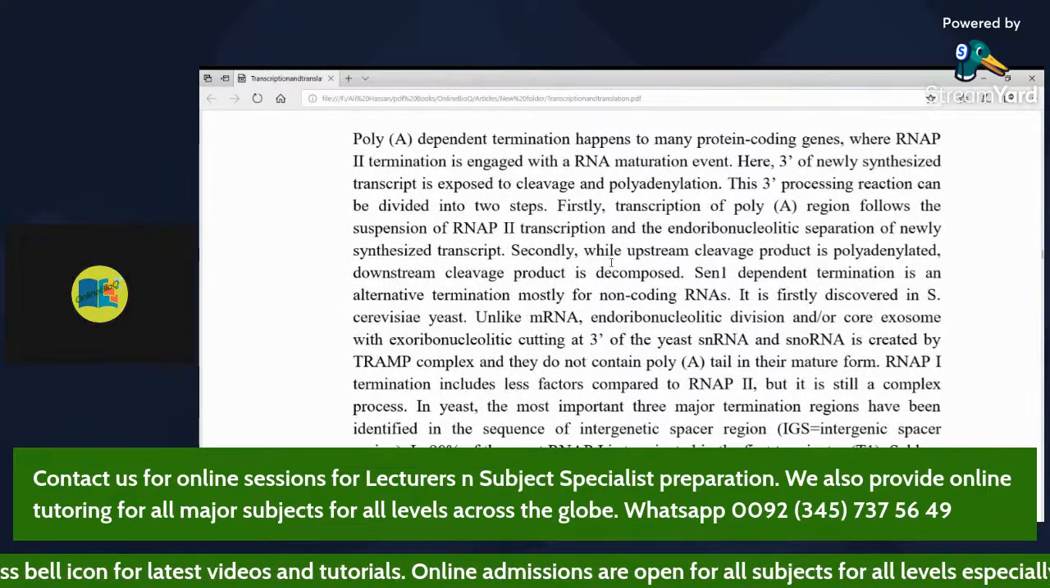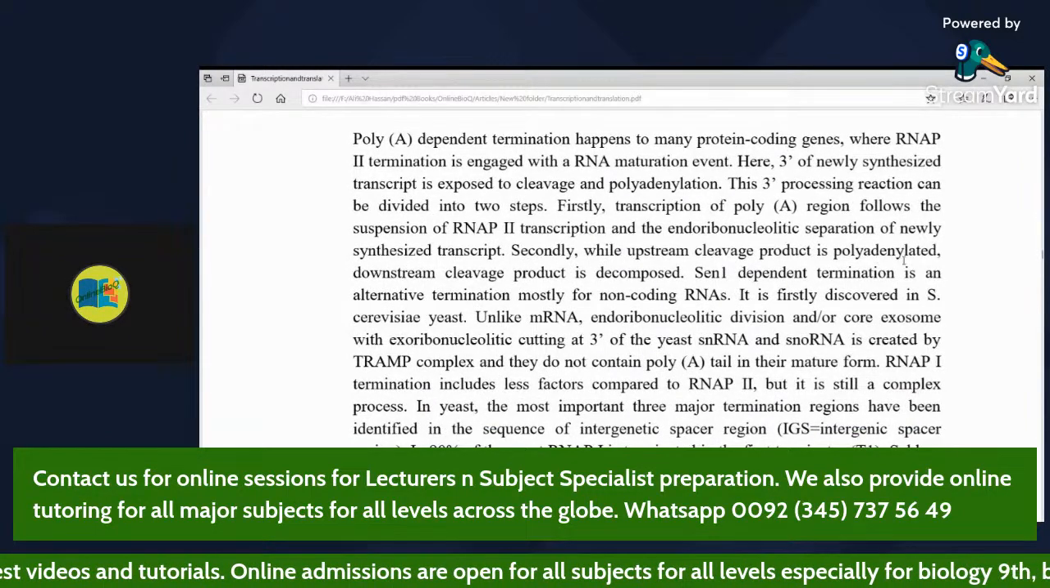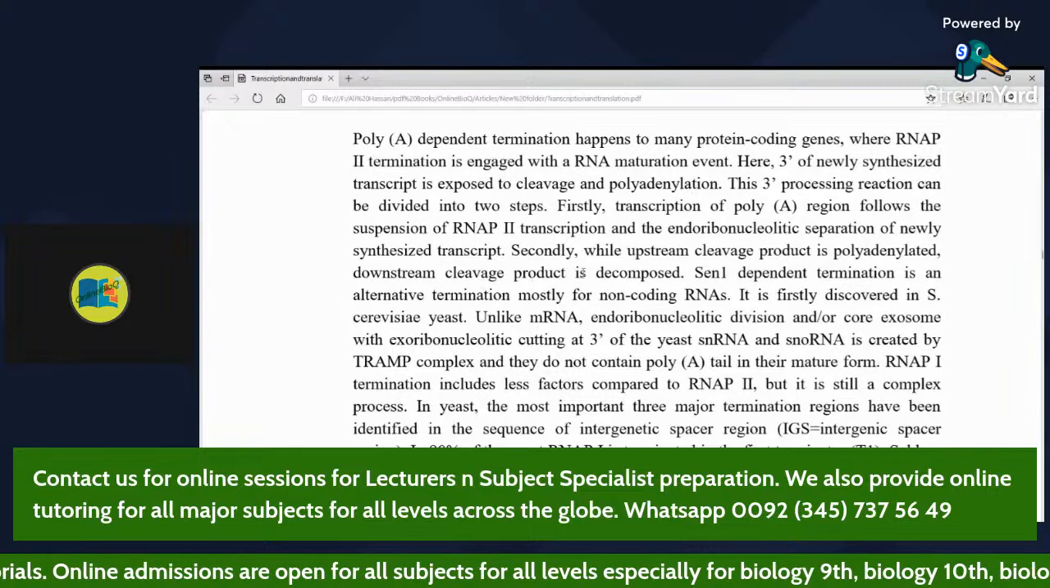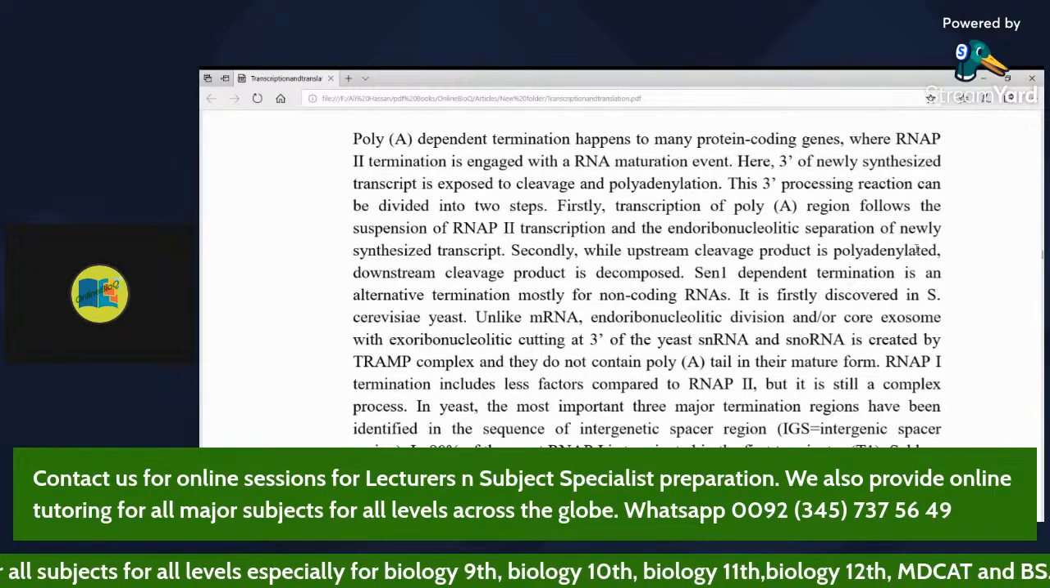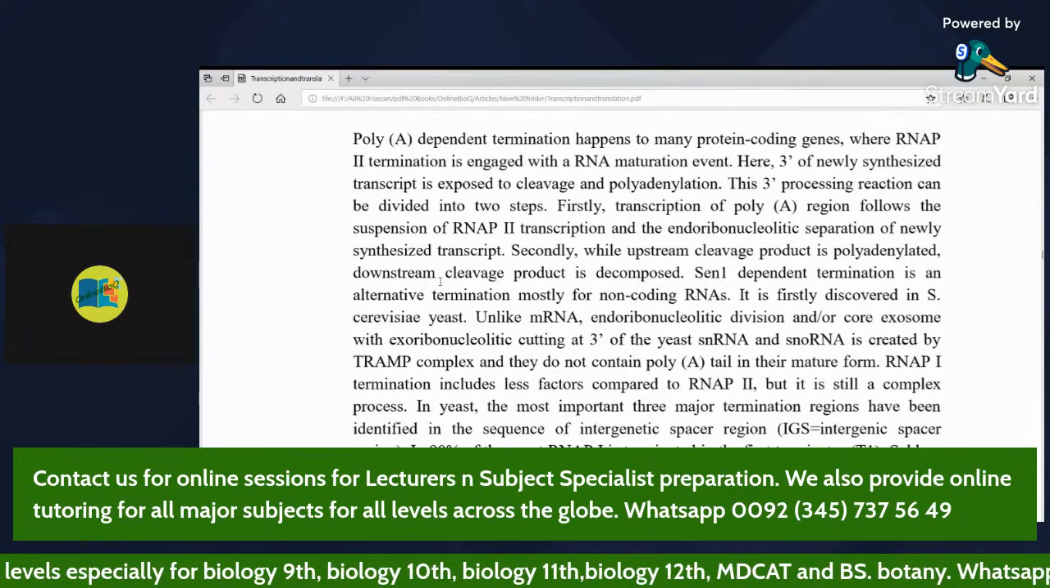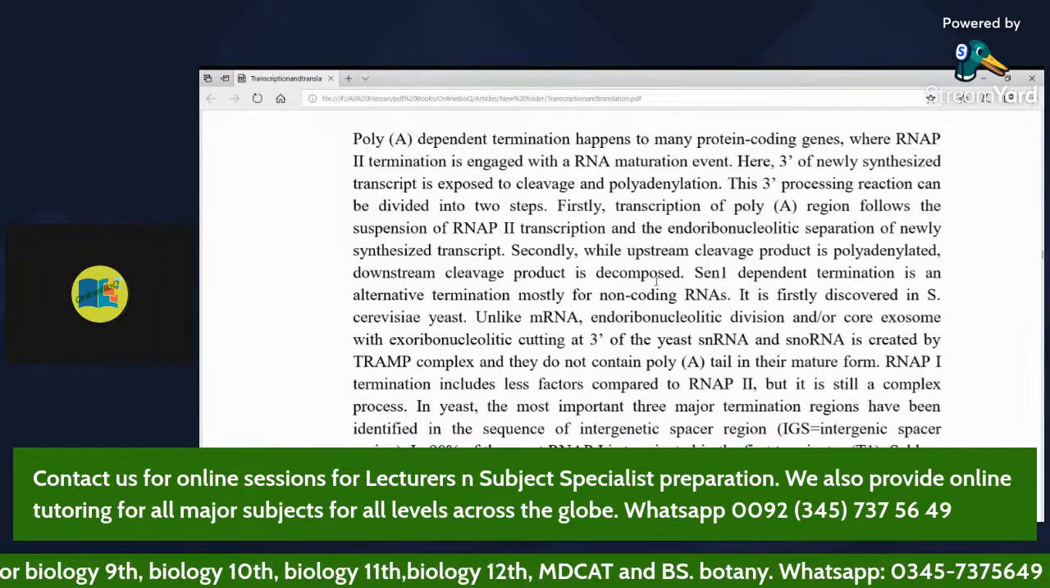Secondly, the upstream cleavage product is polyadenylated, while the downstream cleavage product is decomposed.